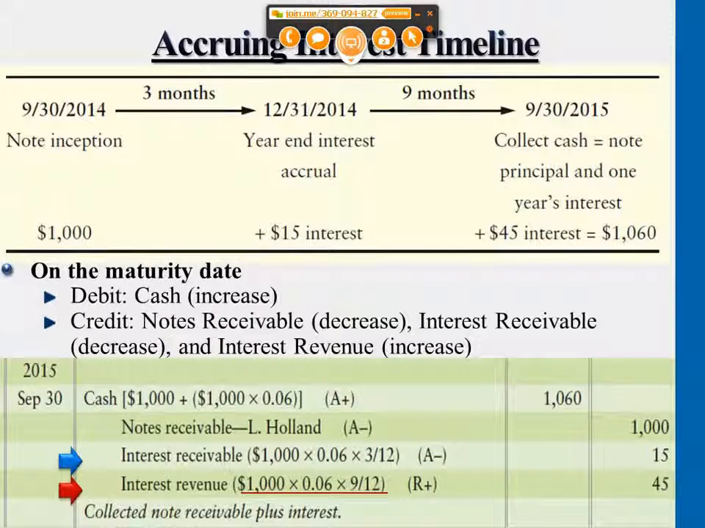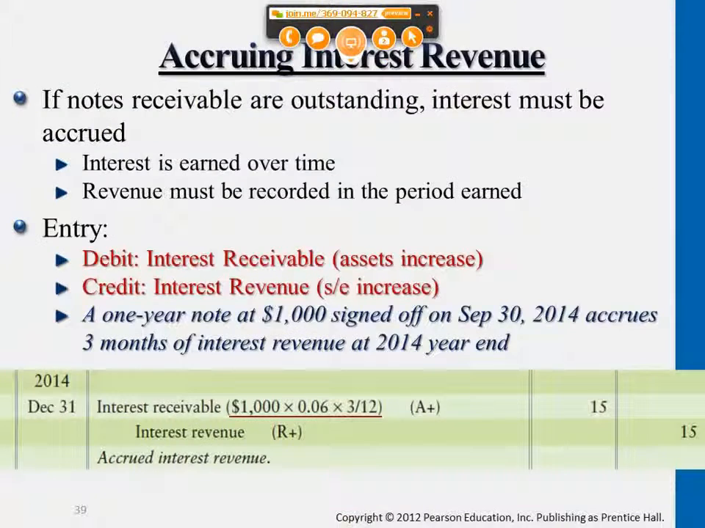Okay, this is the entry when it gets to September 30th, 2015, when we want to collect the total amount of $1,000 principal amount plus $60 of interest. This is the entry that we would journalize. So if you take a closer look here, notes receivable relates to just the principal amount, the amount that we lent to the Holland customer. Interest receivable here, we reverse this, reduce this, because we're collecting the $15 by cash now. And this 15 relates to the previous entry here.